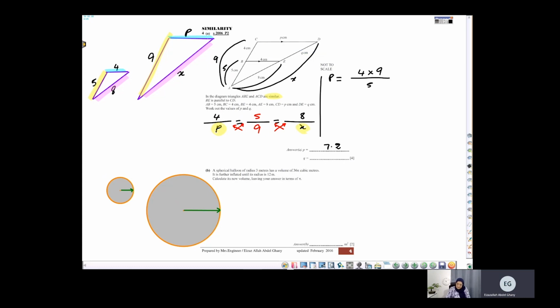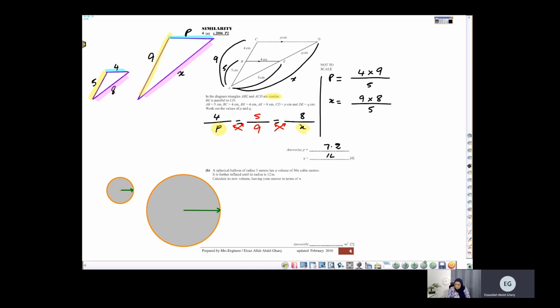What about X? X will be a long dash divided by the number connected to X, which is the 5. So now it is 9 multiplied by 8 divided by the number connected to X, which is the 5. So the answer is 14.4. I made a mistake. This is not Q, this is X.